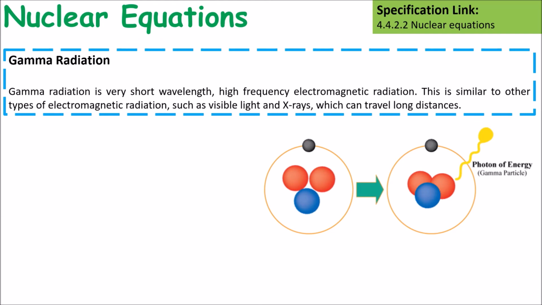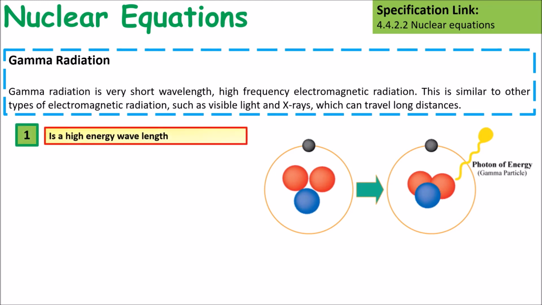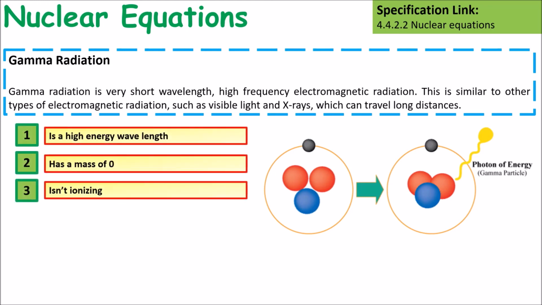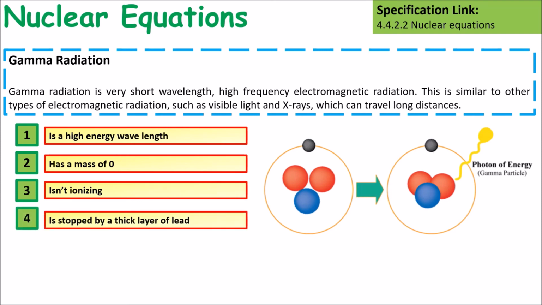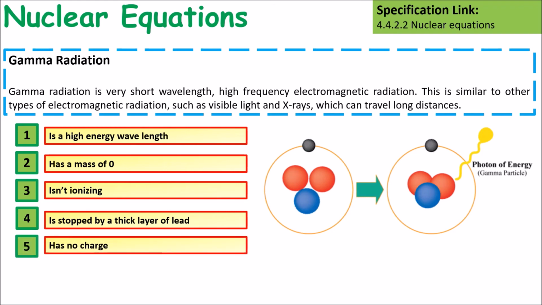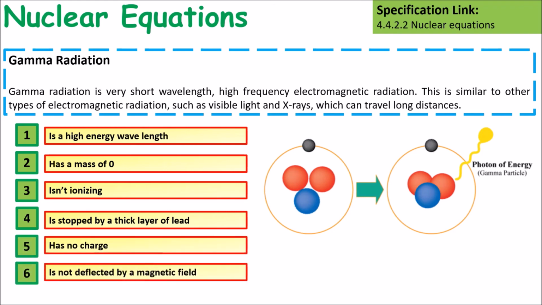If we remember, gamma radiation is a short wavelength and is part of the electromagnetic spectrum. It has a mass of 0, it isn't ionizing, it's stopped by thick lead and thick concrete, and it has no charge and is not deflected by a magnetic field.